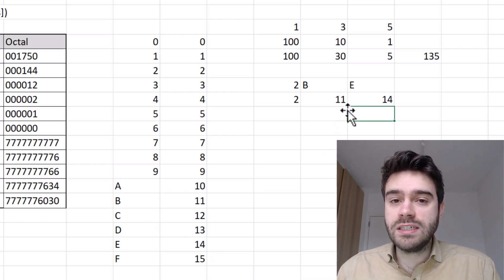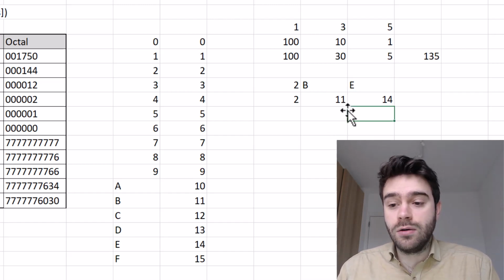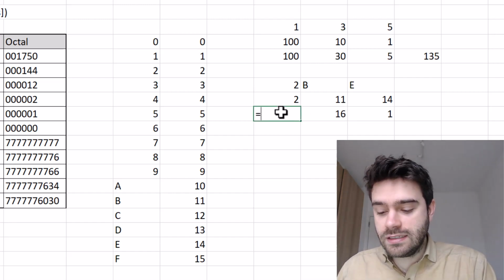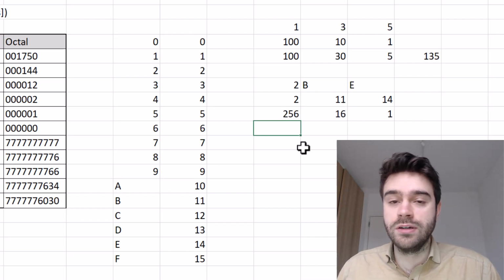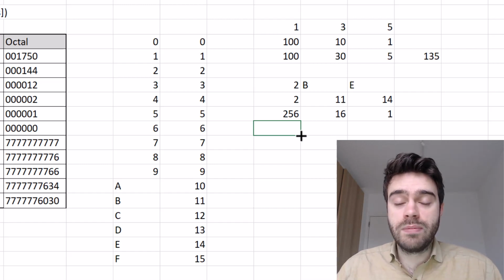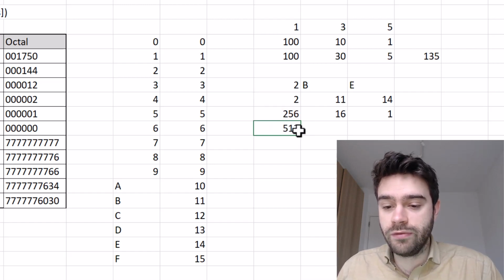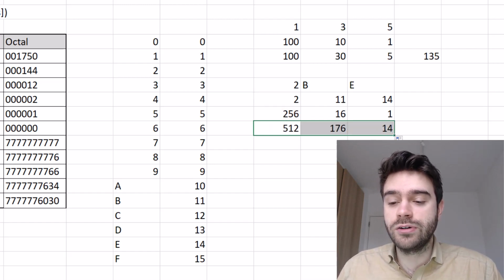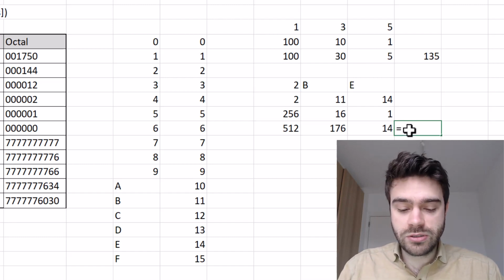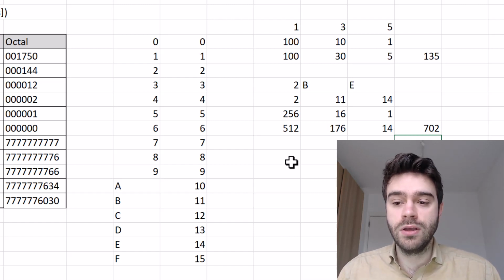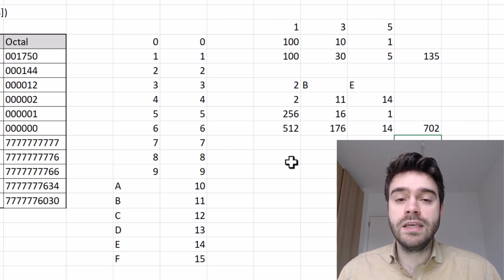Now, the weight of the position in a hexadecimal number system is 1 for the first digit, 16 for the second one, and 16 times 16 for the next one, being 256. Okay, so now we do just like before, we multiply the weight with the number. So we have 2 times 256, 11 times 16, and 14 times 1. Now we add all these numbers together, so sum, and we get the final result 702. So the number 702 equals 2BE in hexadecimal notation.